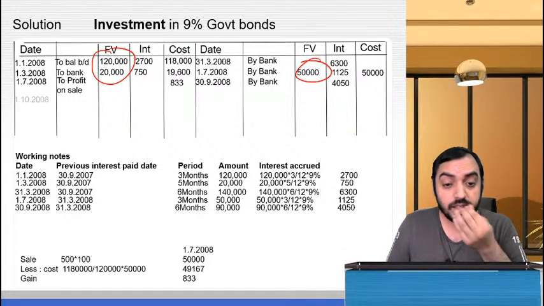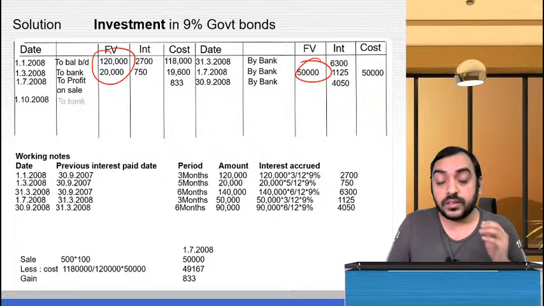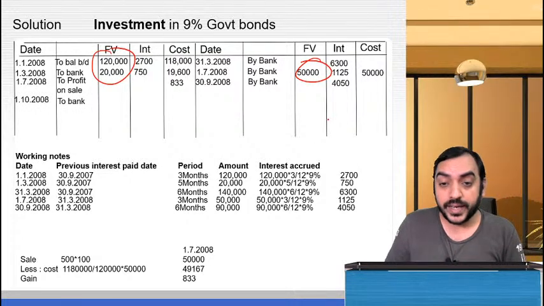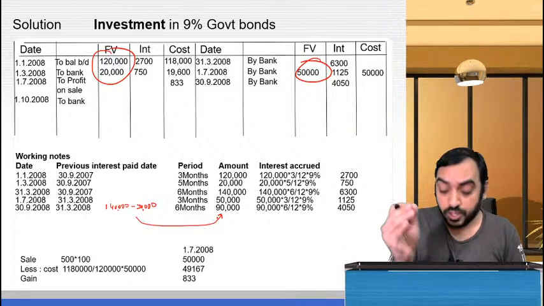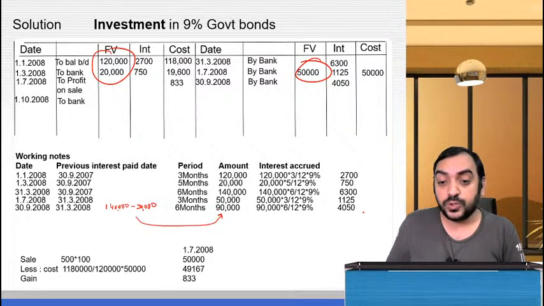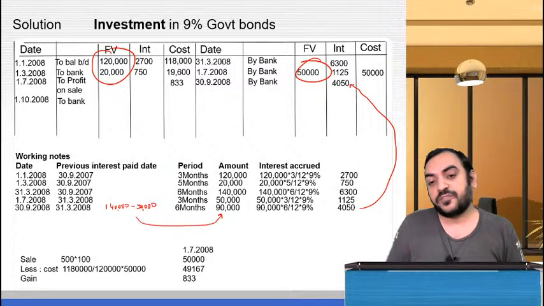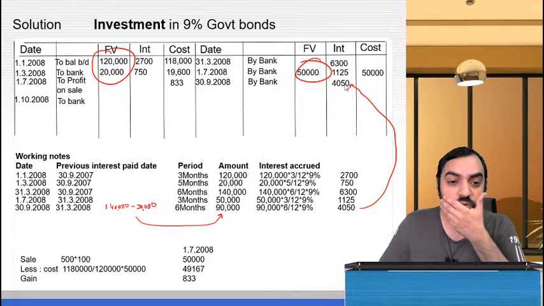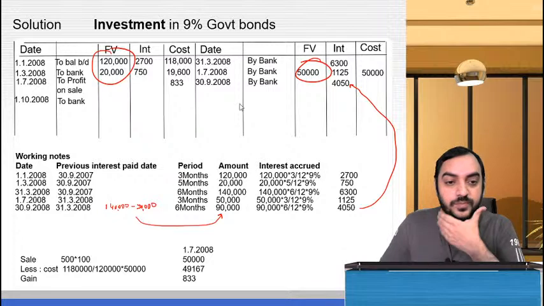Balance 90,000. On 90,000. 1 lakh 40 minus 50,000 face value sold, on 90,000 for 6 months at 9%, you receive 4050. You receive 4050.